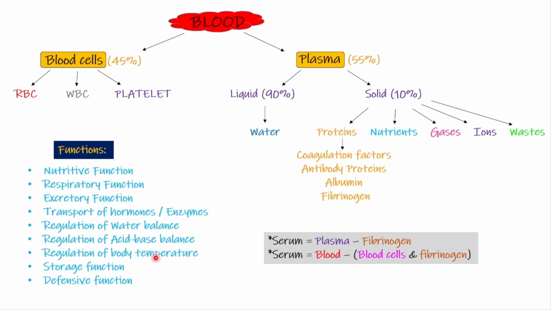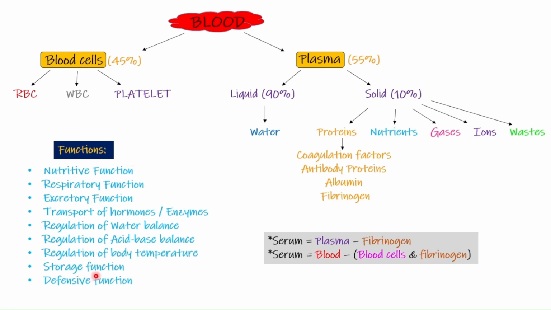Then regulation of body temperature. So if the body temperature rises from the normal body temperature, then the blood supply of the skin will be increased to remove an extra amount of the heat from the body. So the regulation of body temperature is also a function of blood.